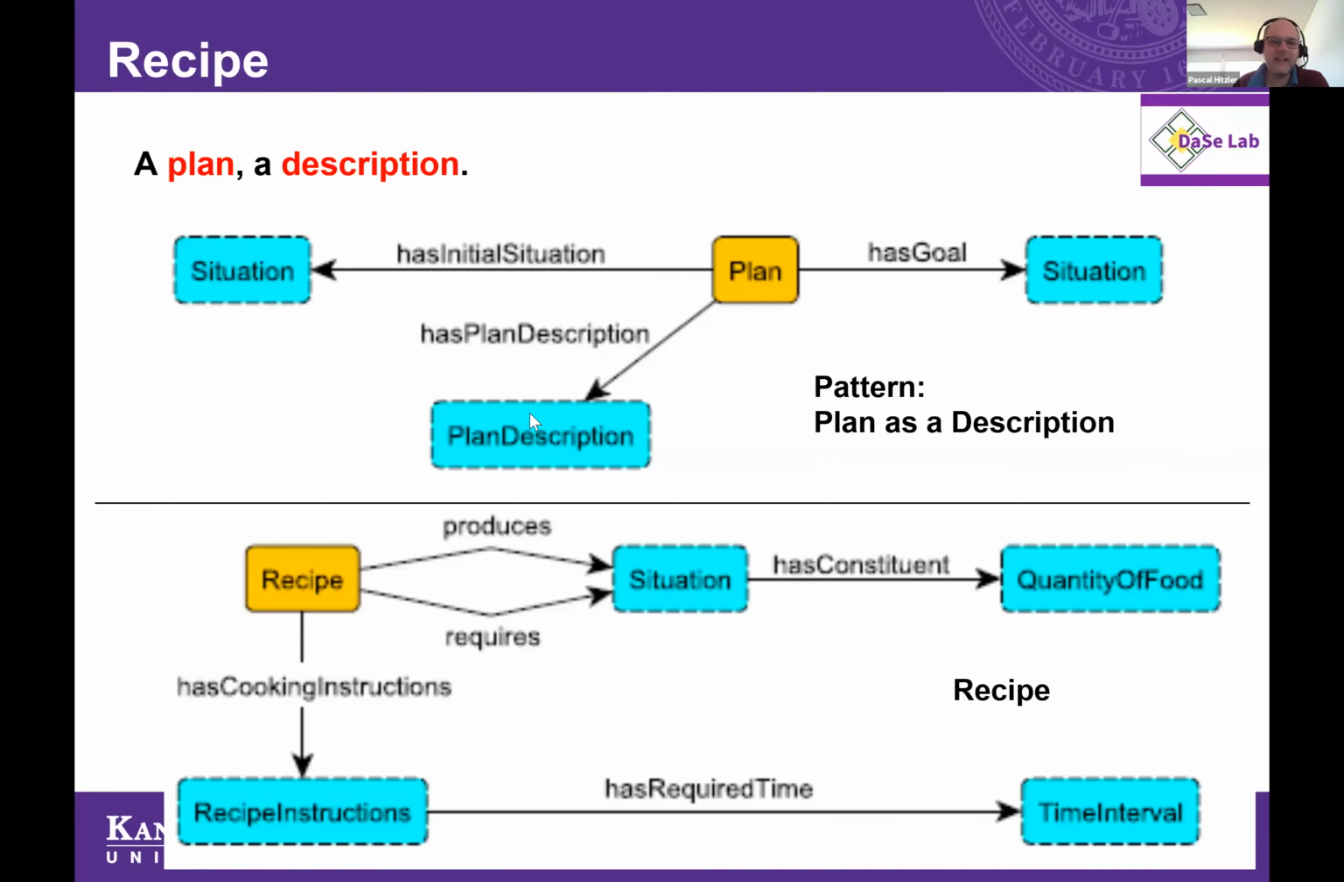And now once we say a recipe for our purposes is a plan, we can just use this as a template for what you want to do. The recipe is the plan. It produces a situation and requires a situation which has constituents, primarily in our context, which are quantities of food, probably also cooking equipment, stuff like that. And there may be cooking instructions down here, which are the recipe instructions, which, for our purpose, looking at the use case, is probably not something we really want to model in a fine-grained way. But yeah, they could be here and it could be extended.